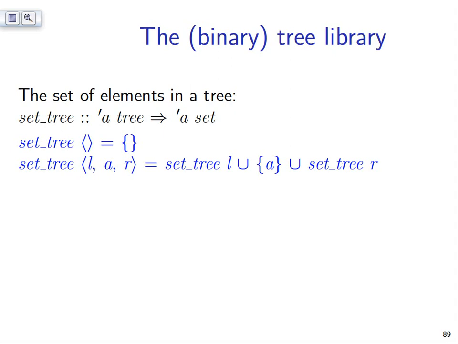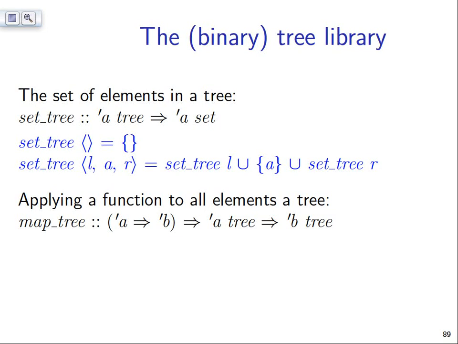exactly how you expect. From the empty tree there's nothing in there, so this is how you write the empty set. I didn't put that on the slide about sets, but I hope the notation is clear enough. If you have a node, you take the union of the left subtree, the right subtree, and a single element in that node.